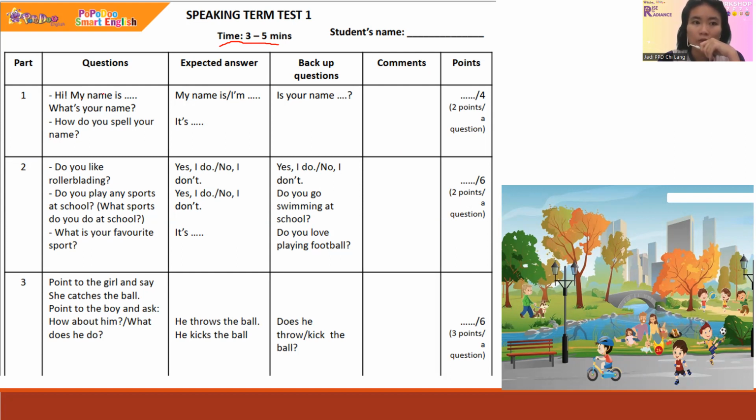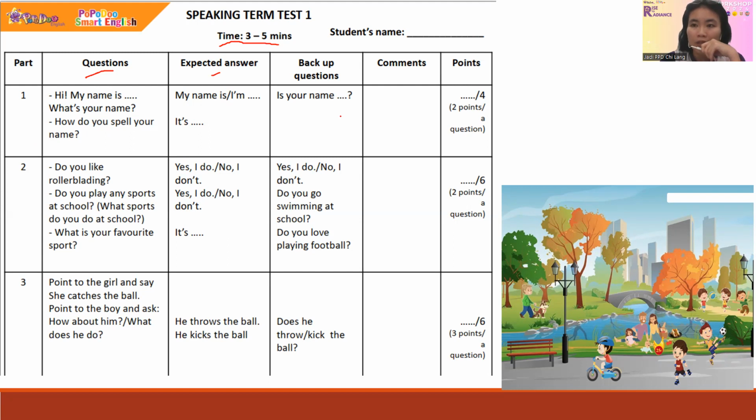You just follow the questions here and you start from asking, introduce yourself, like, hi, my name is teacher JD, for example, what's your name? And then the student will answer in this sentence here. It's up to your student. And then, how do you spell your name? The answer will be up to students.